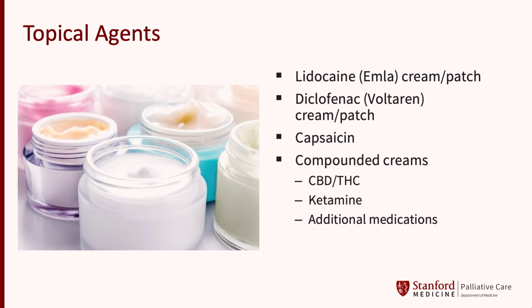We do sometimes use topical agents, so sometimes I'm thinking about if there's been burns to the skin from radiation or irritation to the skin from radiation. We might use lidocaine, which is a numbing medicine. Diclofenac or Voltaren is an anti-inflammatory. Capsaicin is kind of the hot pepper ingredient that can sometimes provide relief to superficial pain. And then there are compounding pharmacies that will offer different compounded medications, including cannabis products like CBD and THC or ketamine, and there's a lot of other compounding that can happen at compounding pharmacies.